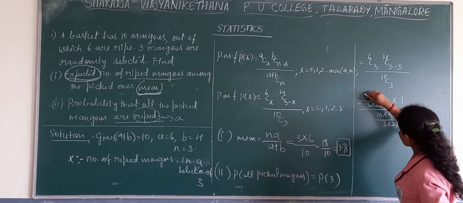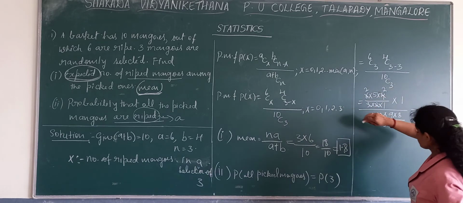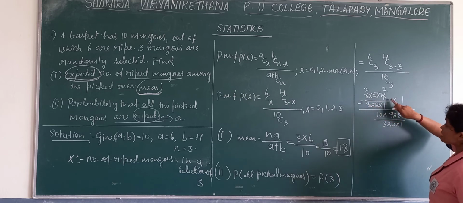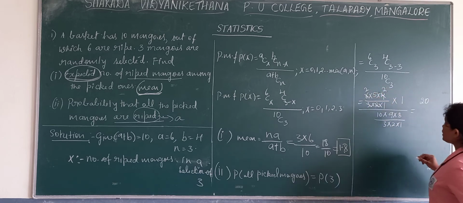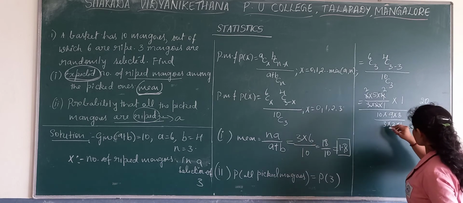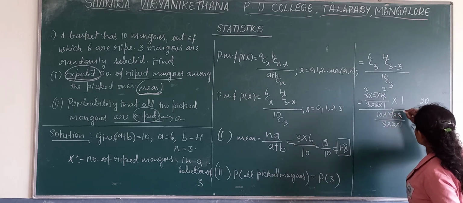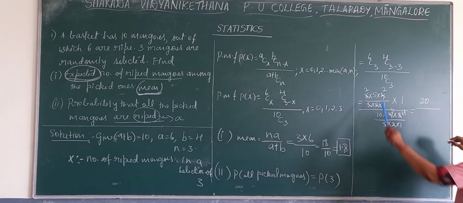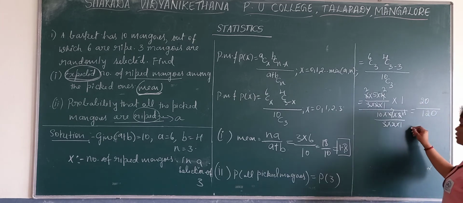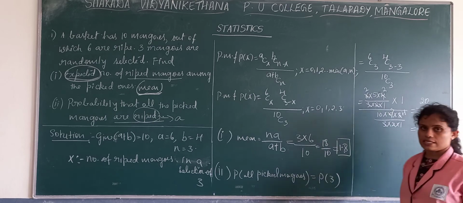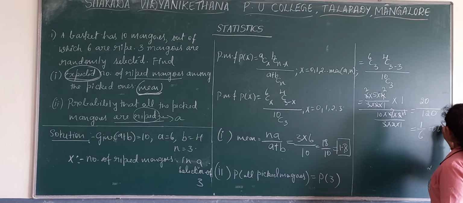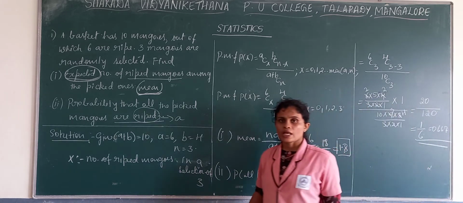Now here, when we solve 6C3 we get 20 into 1, as it is, no need to write. Now we will solve 10C3. When we solve 10C3, we get 120. Simplify this. When we simplify, we get 1 by 6. Either you can write 1 by 6 or else divide it and write 0.667, which will be perfect. I hope it is clear.